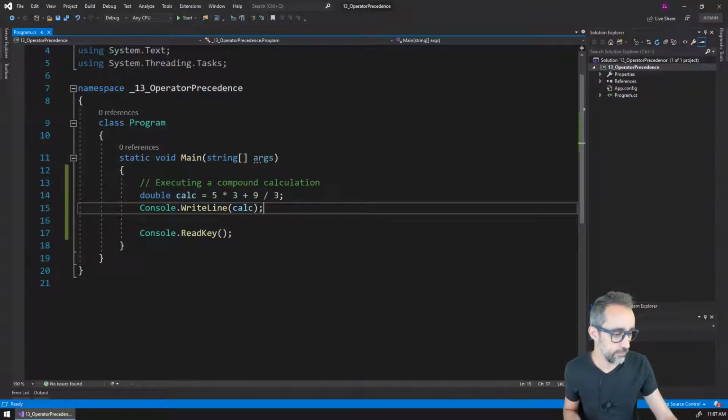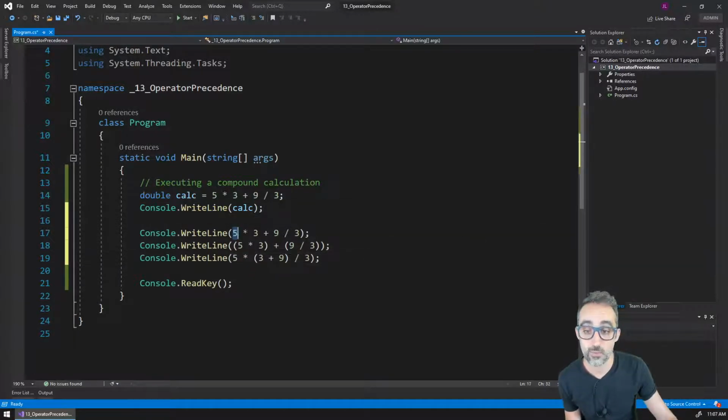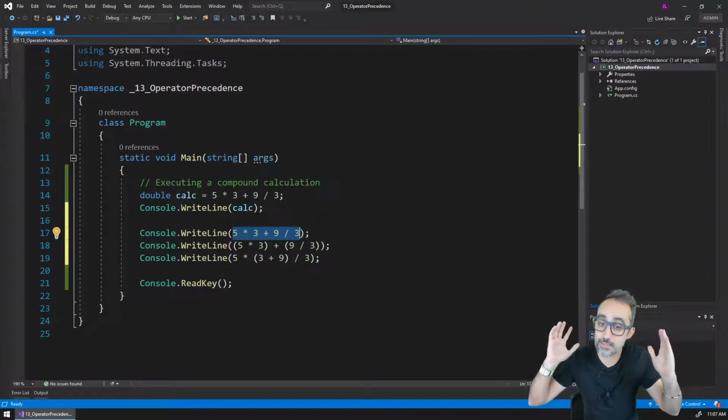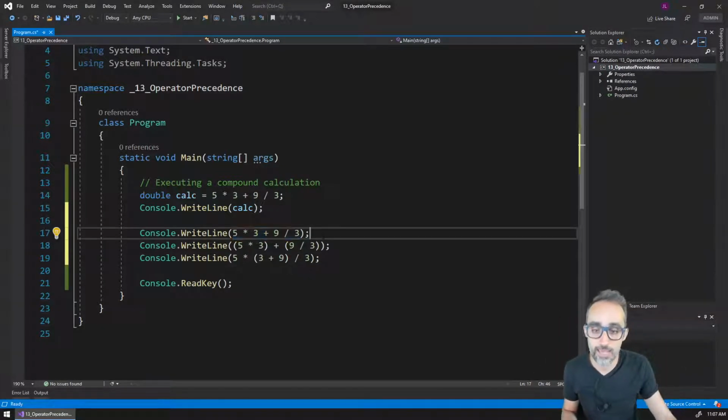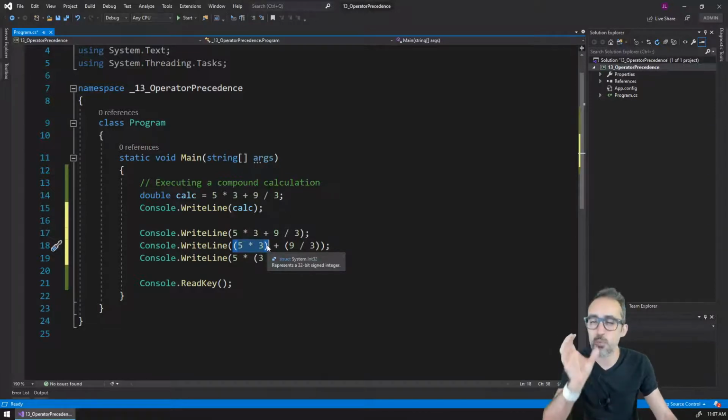What does that mean? That means that, for example, that operation that I have here, I can write it in 3 different ways. I can write it with no parentheses, and then whatever operator precedence is will get applied. If I want to make sure that these 2 operations get applied first, then I can wrap this inside of parentheses, and I will be sure that this will be executed first.